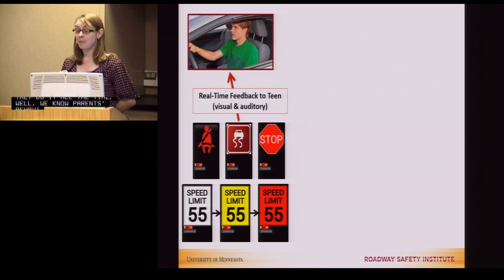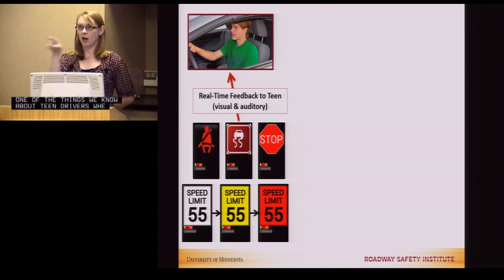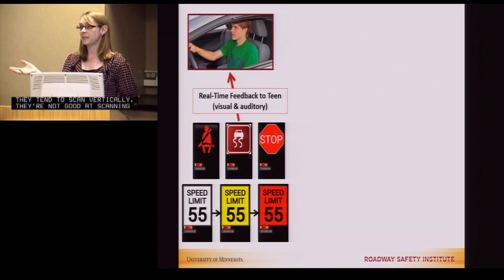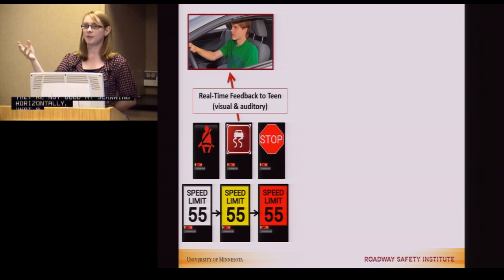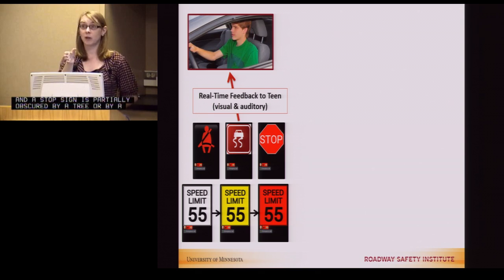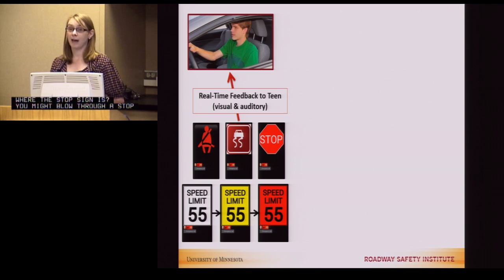Teen drivers, like I said, are inexperienced. One of the things we know about teen drivers when they're learning to drive is they often look just directly in front of them. They tend to scan vertically. They're not good at scanning horizontally. What are you going to miss if a stop sign is partially obscured by a tree or by a car, or you're just too busy looking forward and you're not looking at the intersection where the stop sign is? You might blow through a stop sign. So we want to alert them of that.